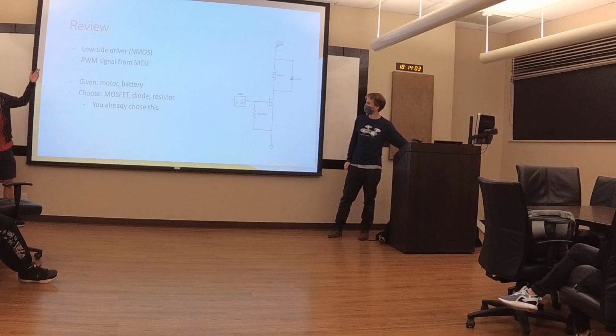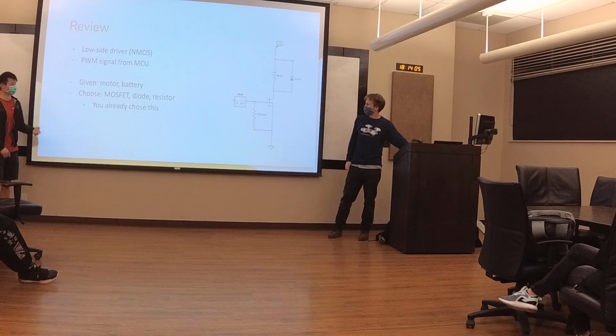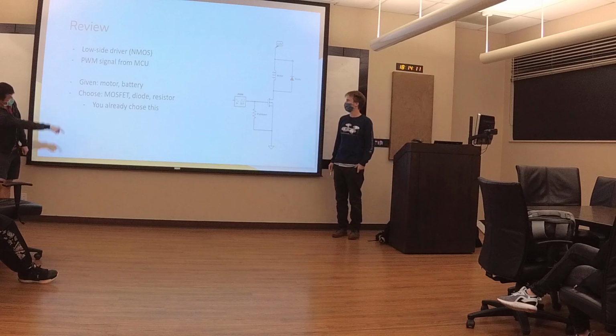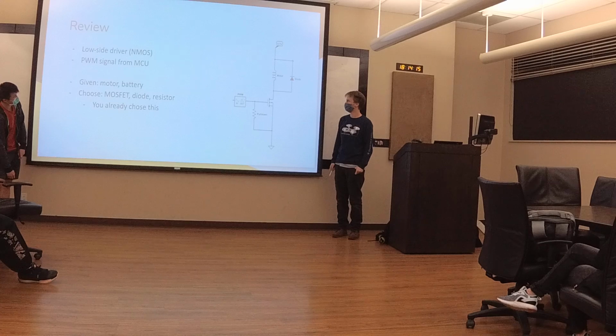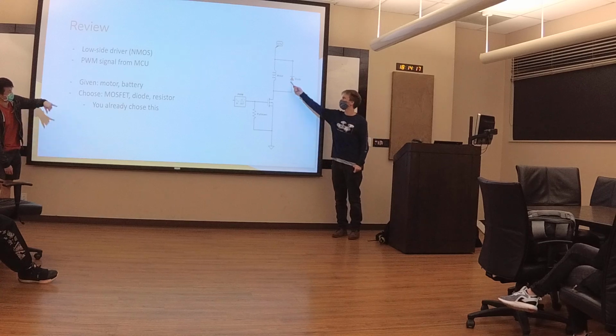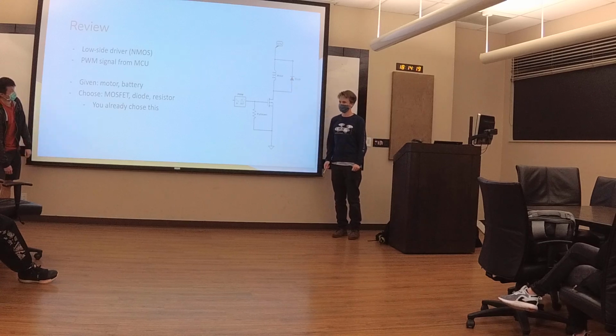Okay, just a general overview. I'll run through really quickly. We have a PWM signal going into the gate of our NMOS. Our NMOS source is connected to ground. We have a pull-down resistor from gate to ground, and then our drain is connected to the rest of the circuit with the motor, and then the diode in reverse bias.